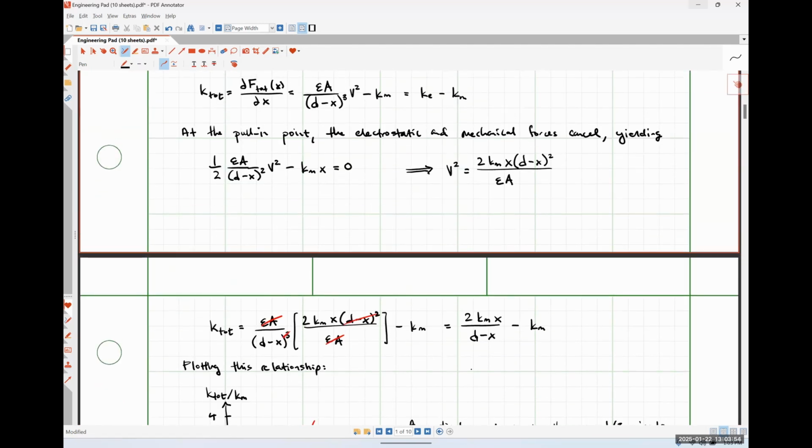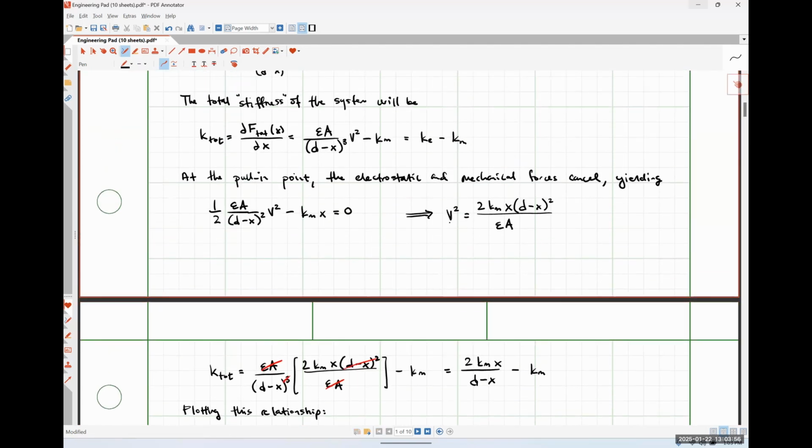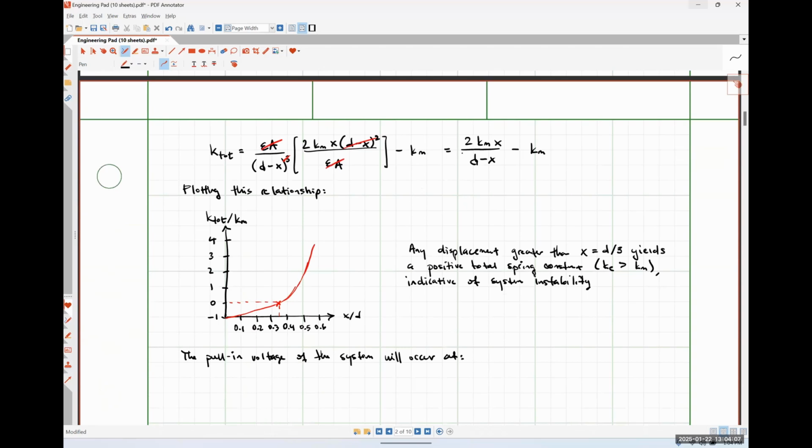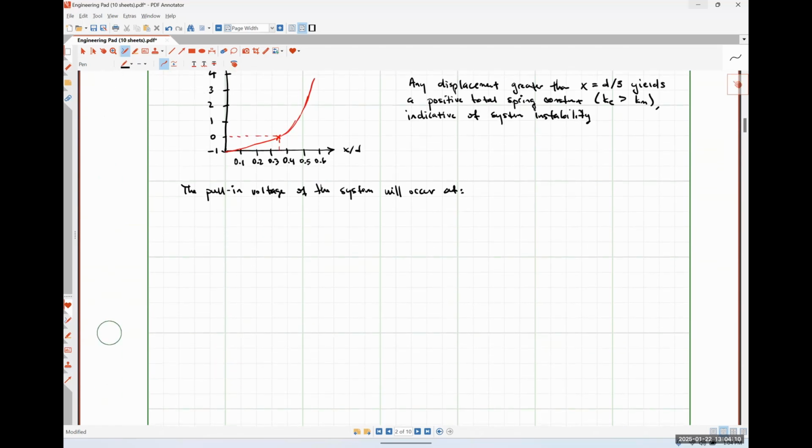So up here, we solved for voltage squared. We now know that if x is equal to d over 3, that is our pull-in point. So I'm literally just going to substitute in that x is equal to d over 3. And what we wind up getting is that Vp squared is equal to twice Km times d over 3 times d minus d over 3 quantity squared all over epsilon A.